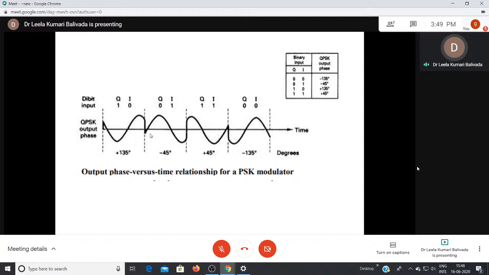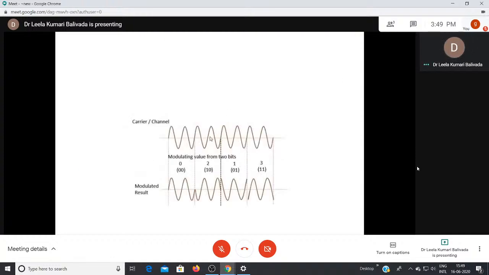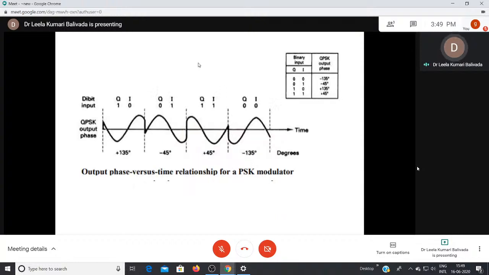Here this indicates the phase change in each 2-bit group. In a similar fashion, 11 is represented by a plus 45 degrees phase shift, and 00 is represented by minus 135 degrees. That means these 8 bits are transmitted by means of 4 symbols, 4 signal states, in the QPSK system. This is another way to represent the constellation diagram. With these phases, plus 45, minus 45, plus 135, minus 135, we have represented each 2-bit group.